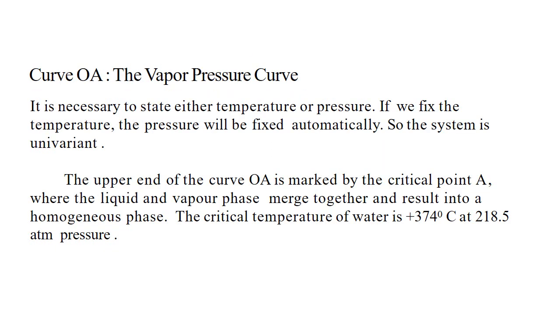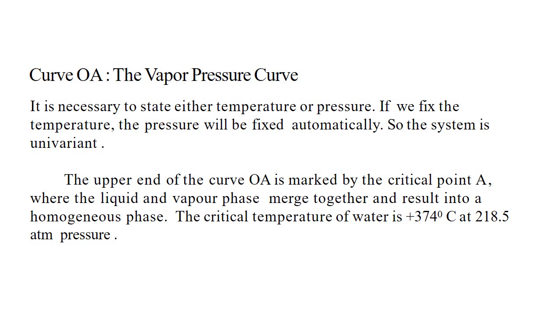For the vapor pressure curve, it is necessary to state either temperature or pressure. If we fix the temperature, the pressure will be fixed automatically. That's why the system is univariant. The upper end of the curve OA is marked by the critical point, where the liquid and the vapor phase merge together and result in a homogeneous phase.